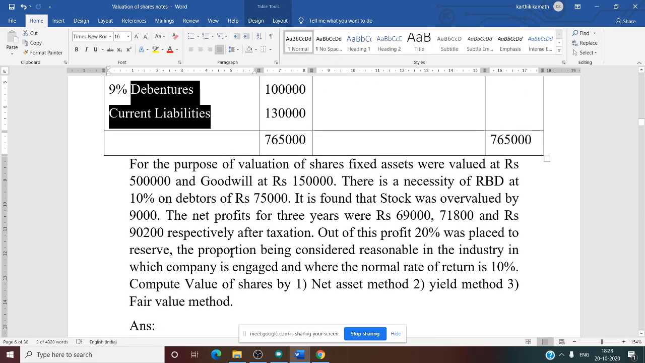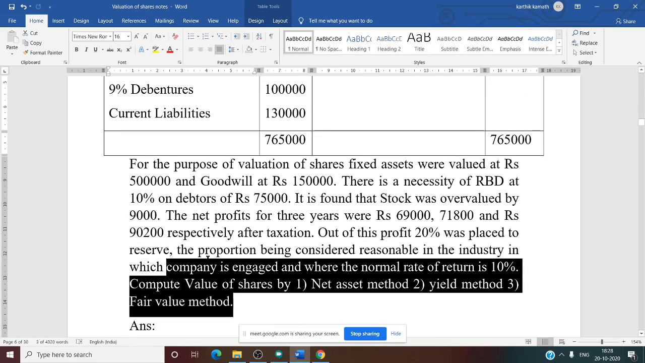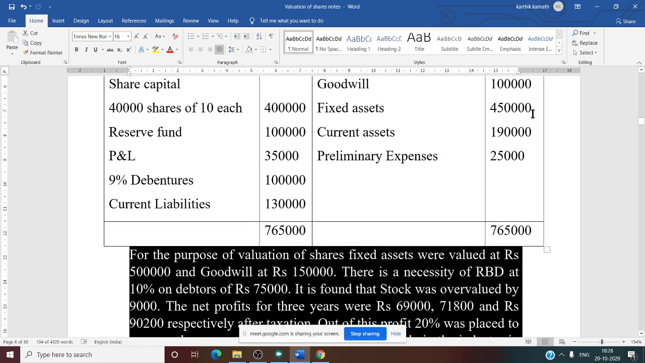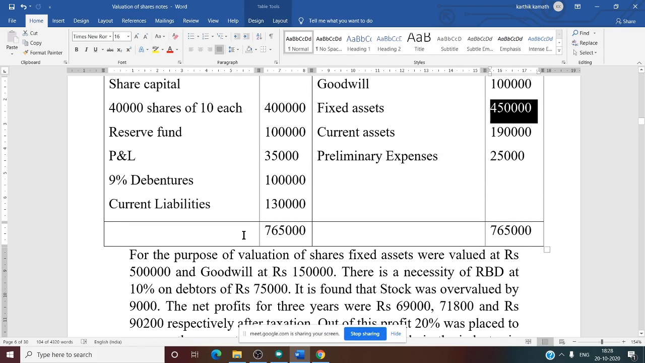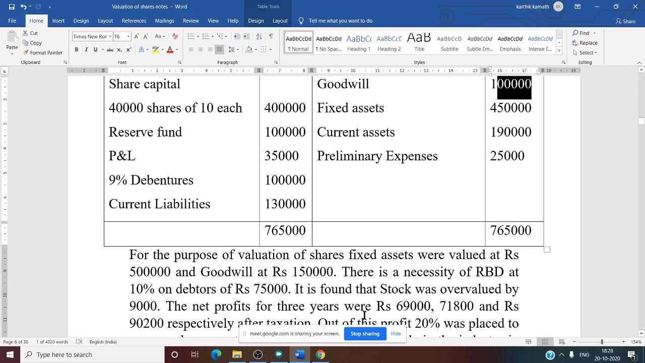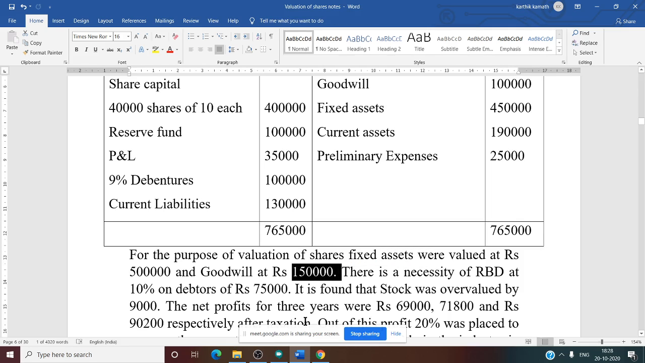For the purpose of valuation of shares, fixed assets were valued at 5 lakh. So what is the original value given in the balance sheet? 4 lakh 50, but here it is valued at 5 lakh. So you should take 5 lakh, the agreed value. Goodwill of 1 lakh is given in the question, but in the adjustment they have given 1 lakh 50. So while preparing the net asset method, you should take 1 lakh 50 and not 1 lakh, because you should take the agreed value, revalued figure, market value or present value.